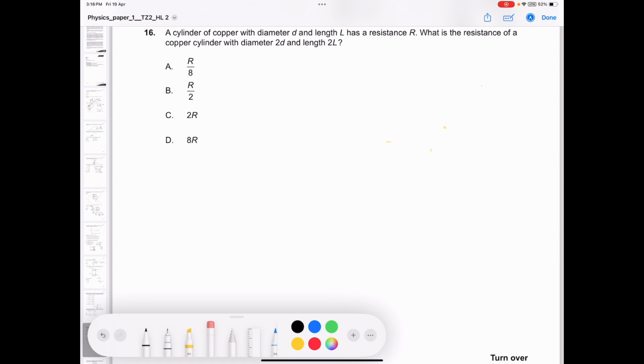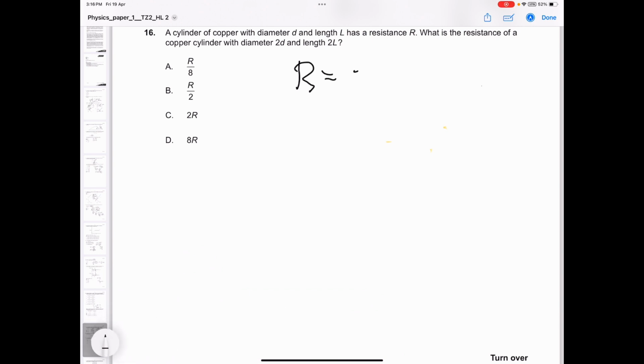Okay, number 16, a cylinder of copper with diameter D and length L has resistance R. What's the resistance of a copper cylinder with diameter 2D and length 2L? So we all know the formula for resistance and resistivity: R is equal to rho L all over A. So we know A is equal to pi r squared. But if the diameter is given, then of course area is equal to pi d squared all over 4.